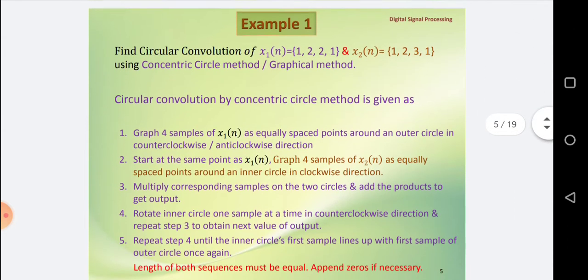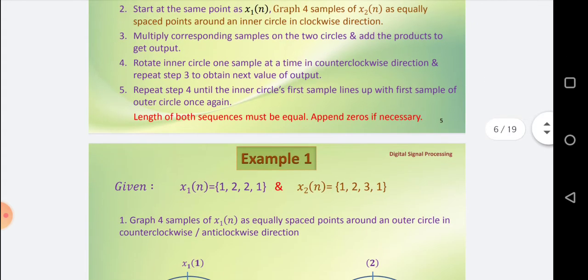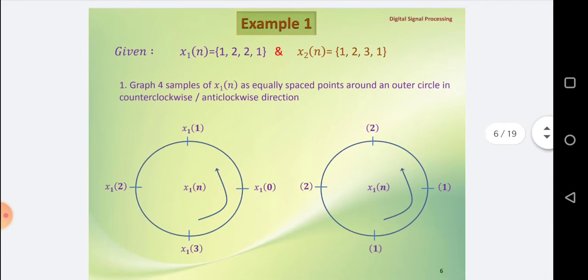So let's see one example. Find circular convolution of x1 of n equal to 1 2 2 1 and x2 of n equal to 1 2 3 1 using the concentric circle method, also called the graphical method. So by using the same steps, these are 5 different steps. Let's see step by step. Given sequences are x1 of n and x2 of n. Both sequences are of the same length, so there is no need to append extra zeros.